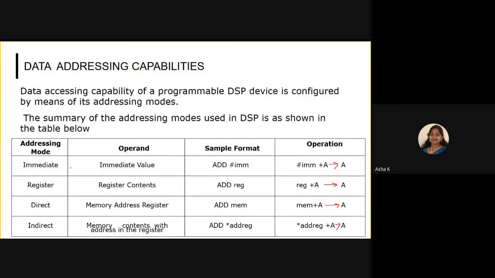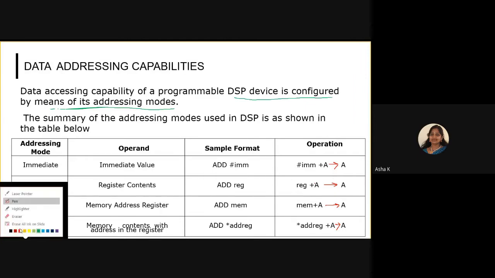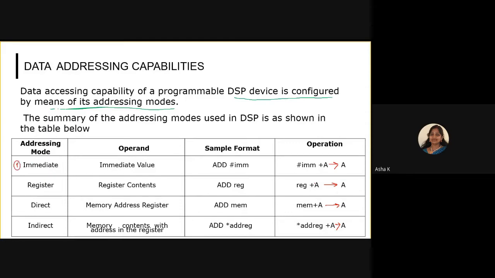In the first topic, data addressing capability, the data accessing capability of programmable digital signal processor devices is configured by means of its addressing modes. So we have here the addressing modes. A summary of the addressing modes used in programmable digital signal processors is discussed one by one. The first addressing mode that we have here is immediate addressing mode.